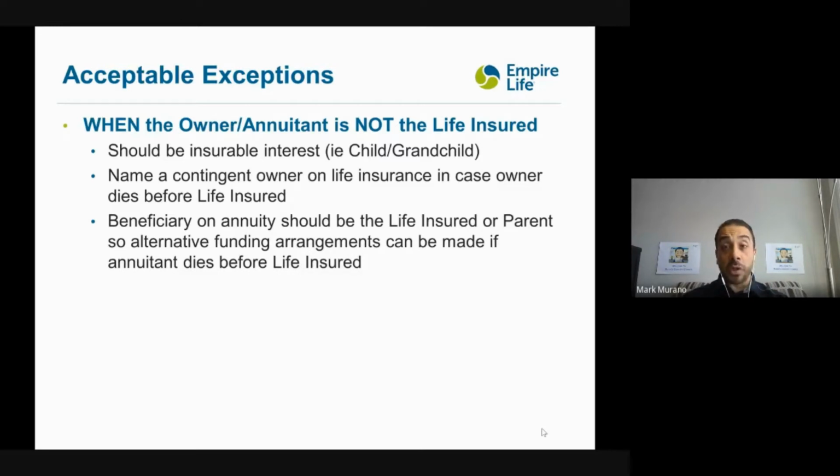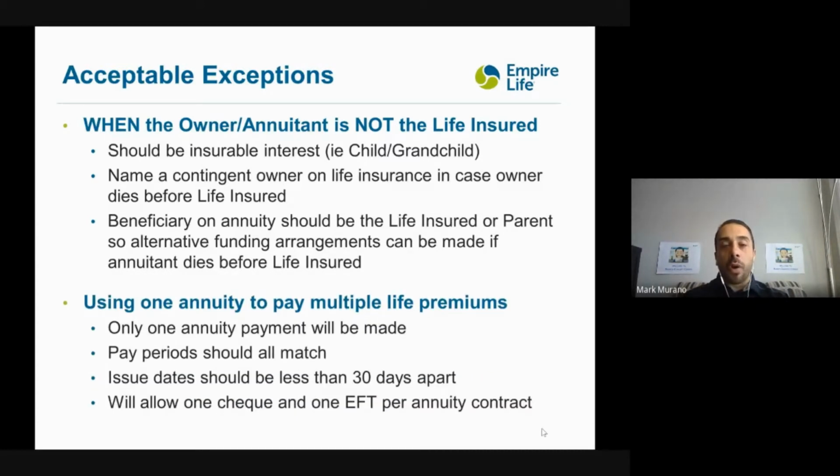We want a beneficiary on the annuity. So if the grandparent passes before a policy is fully paid, we want the money to end up in the hands of either the life insured or the parent, so that the money can be used to finish off the payment stream of premiums owed to the insurance company.